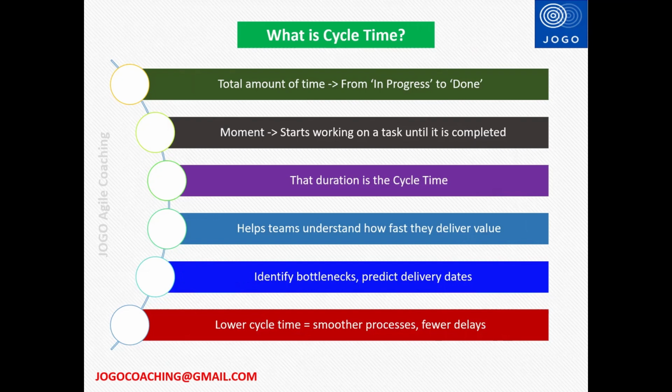Cycle time helps the team to understand how fast they deliver value to the customers. With these metrics, you can identify bottlenecks, predict delivery dates more accurately, and continuously improve the workflow efficiency. Lower the cycle time usually means smoother the process, fewer delays in the process, and faster customer value delivery.